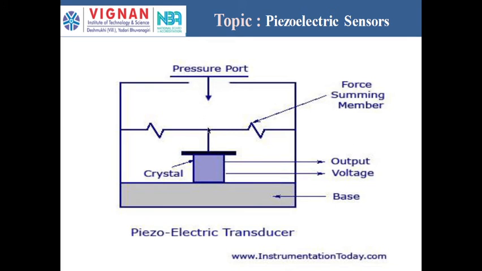This is the force summing member, this is the diaphragm. When you apply the pressure, this diaphragm will convert the pressure into some displacement. Then the crystal undergoes some changes in dimensions. Due to changes in the dimensions, output voltage is produced. So it can be used for measurement of pressure. Pressure can directly be converted into mechanical displacement by using the diaphragm, which is coupled to the crystal, and then the output voltage changes. As the pressure increases, displacement increases, which provides the dimensional change in the crystal, which provides the output voltage.